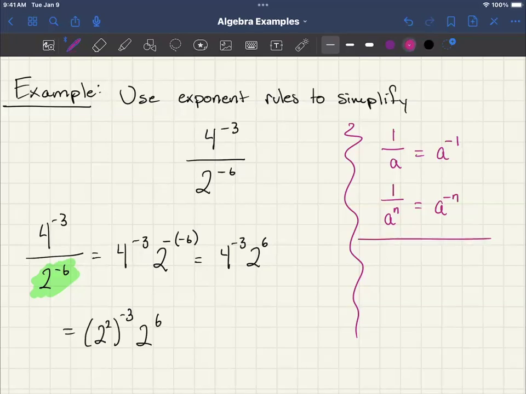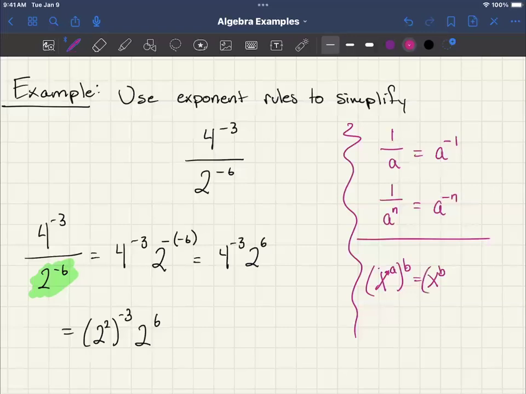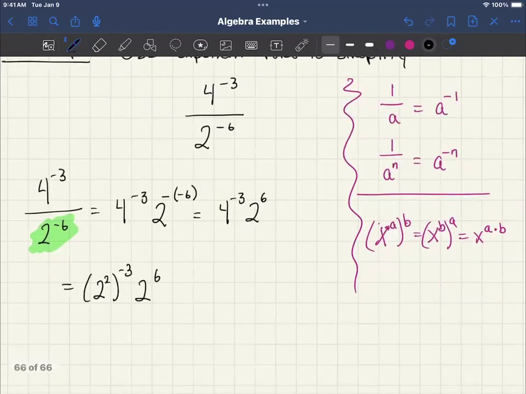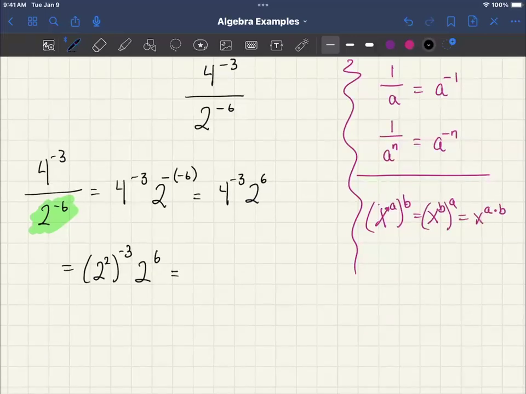Another rule that we're going to use here now is that if we have x to the a to the bth power, this is the same as x to the b to the a power, which is the same as x to the a times b power. So no matter what order you have them in, you are just multiplying them. So let's use that here. This is 2 to the 2 times negative 3. So this is going to give us 2 to the negative 6 times 2 to the 6.